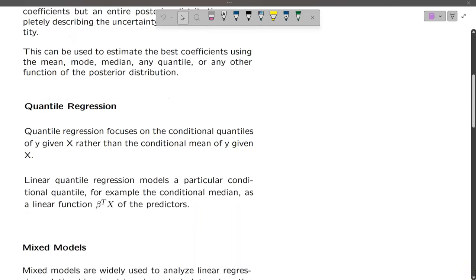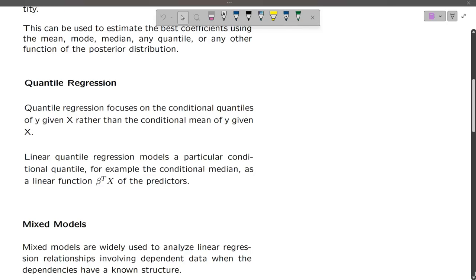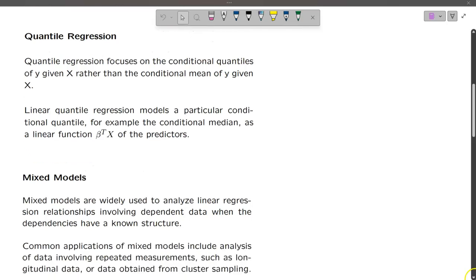Quantile regression. Quantile regression focuses on the conditional quantiles of y given x rather than the conditional mean of y given x. The linear quantile regression models a particular conditional quantile, for example, the conditional median, as a linear function of beta transpose x of the predictors. We are not talking about conditional mean, we are talking about conditional quantile or conditional median.